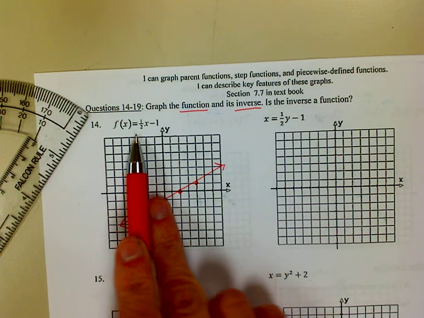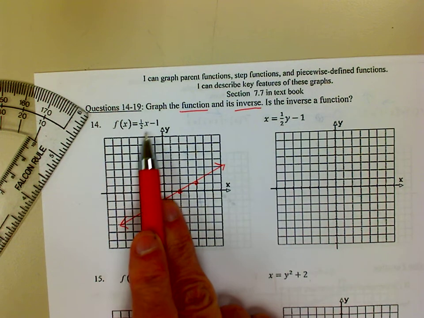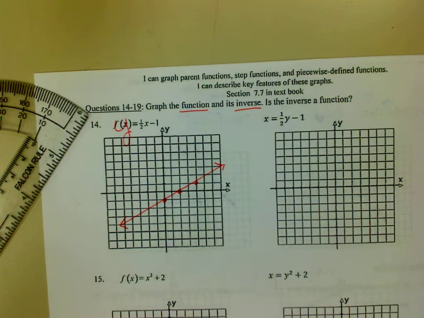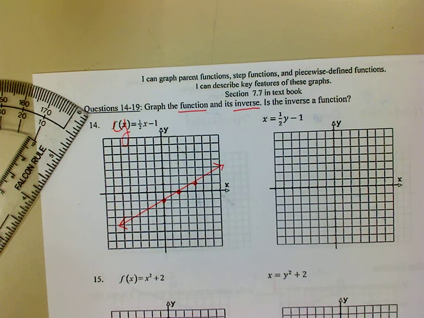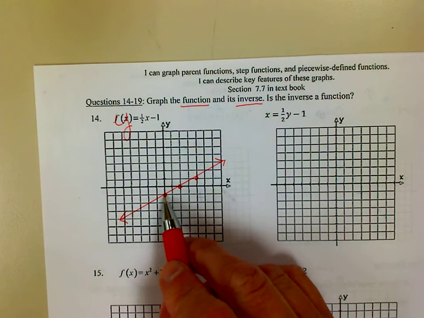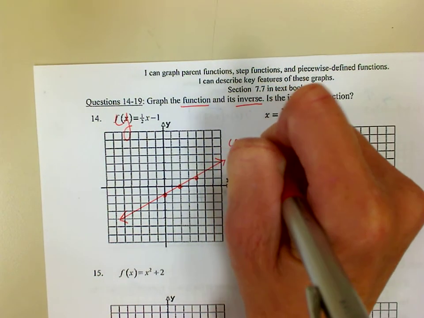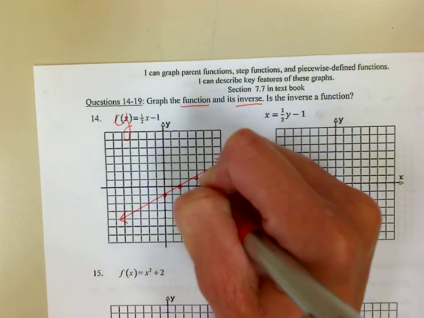Now if you notice, these two are almost exactly the same. The only difference is that x and y are switched, because if you recall, f of x just means y. So just by switching x and y around, that's going to be the inverse. So what I'm going to do to graph the inverse is I'm going to pick the 3 points that I plotted. So I got 0, -1, 2, 0, and 4, 1.